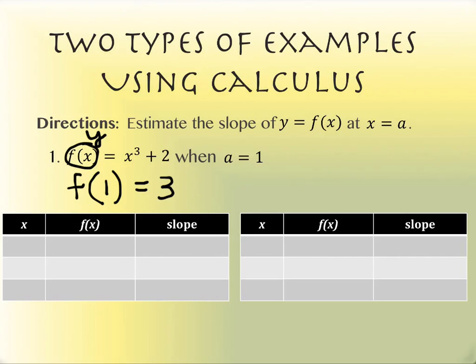So in particular, the first x value we're going to use is 3.1. Then I'm going to use 3.01 and 3.001. Those points are getting closer to the x value of 3, right?